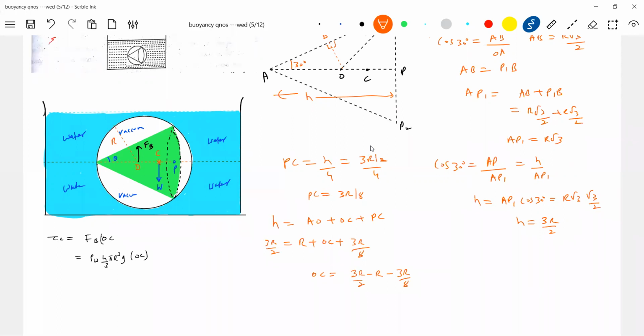R by 8. Just R by 8, okay. We are going to substitute here. So this will be 4 by 3 pi R cube G. So this much is the torque that is acting.